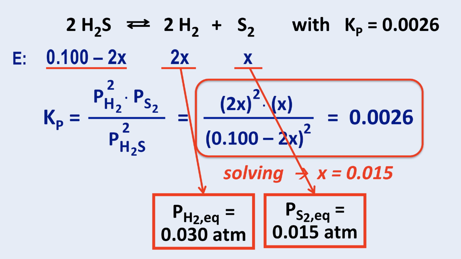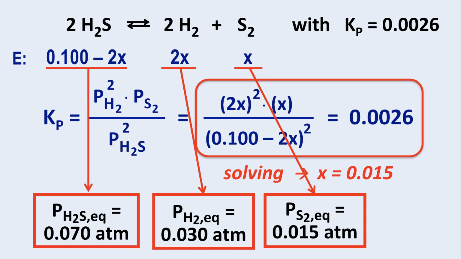And then H2S is 0.1 minus 2x. Again, x is 0.015, so it's 0.1 minus 0.03, which is 0.07. So the pressure of H2S at equilibrium is 0.070 atmospheres.